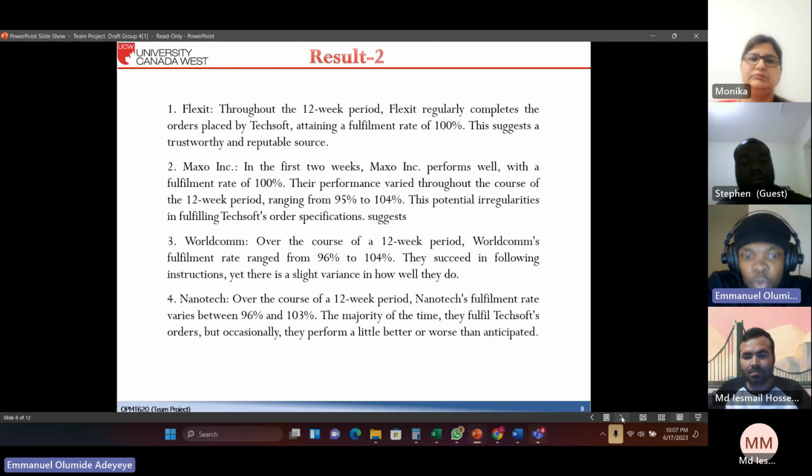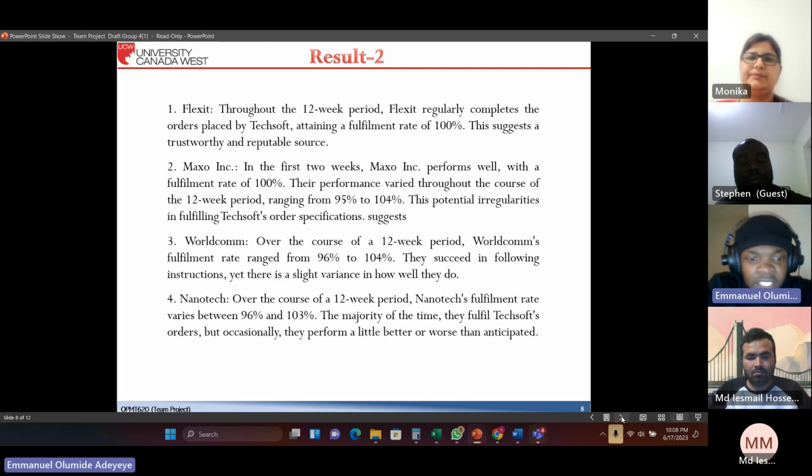And then when we look at WorldCom, over the course of the 12-week period, WorldCom's fulfillment rates range from 96 to 104. There are also some fluctuations from these suppliers. They succeeded in following instruction, but as I said before, there was a slight variance in how they did.